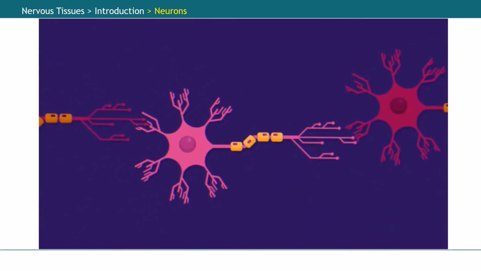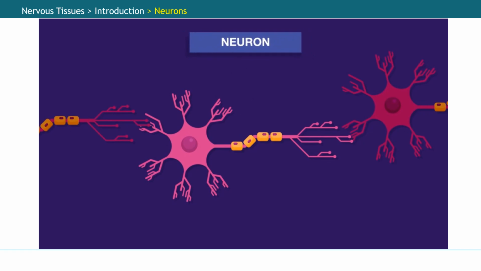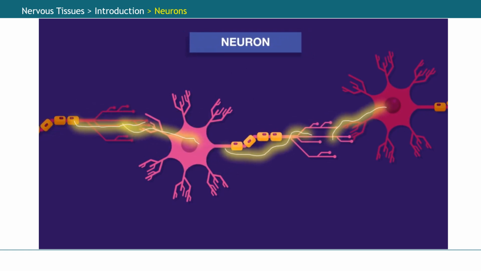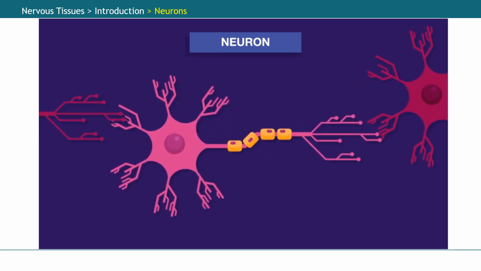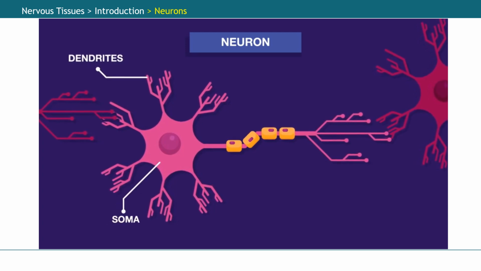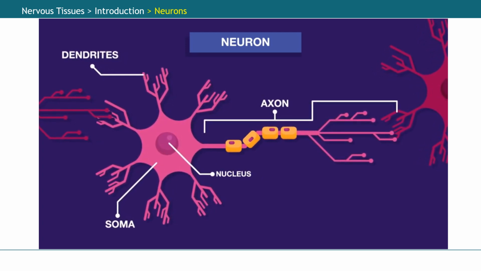Here you hear the word neuron. Neuron is the basic unit of the nervous system. It is the nerve cell which transmits electrical signals to the brain. A neuron has three parts: dendrites, soma or cell body, and axon.